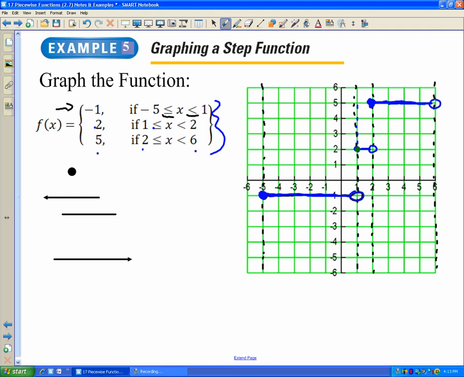Again, it's a function because a vertical line will only hit one point of the graph at a time. This is part of the graph. This point, since it's open, is not. This is part of the graph. This point, since it's open, is not. Again, that's another step function.